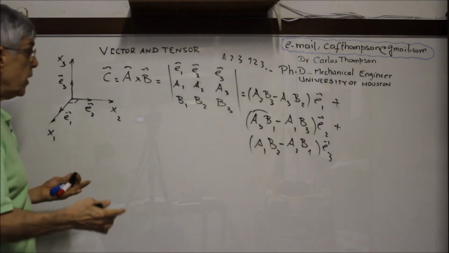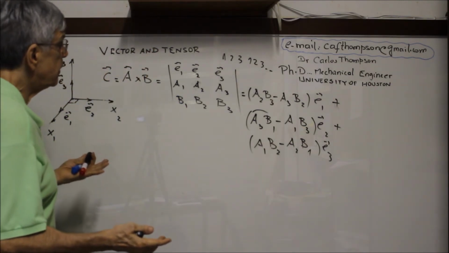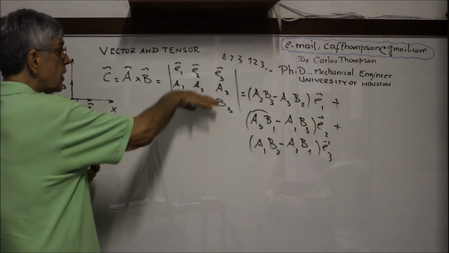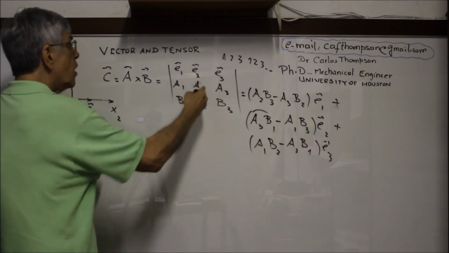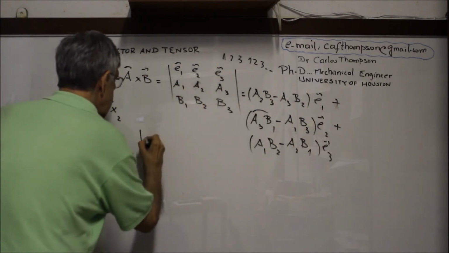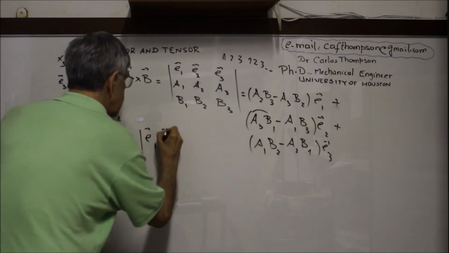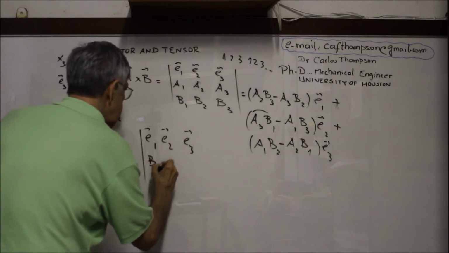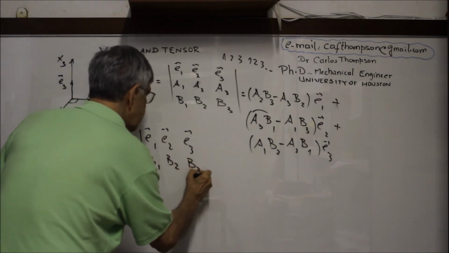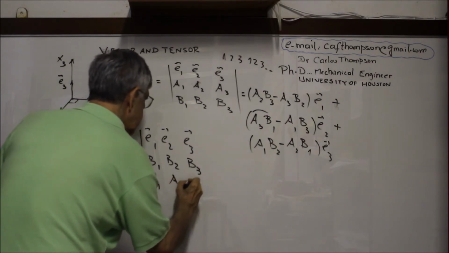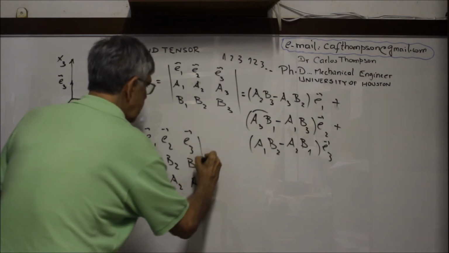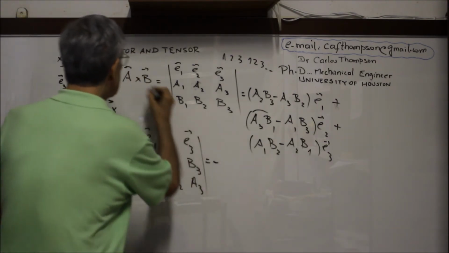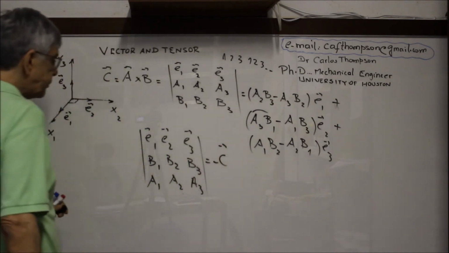Now, you know also from the theory of the determinant, if you exchange one row or one column, for instance, E1, E2, E3, and here B1, B2, B3, A1, A2, A3, you exchange this, you change the sign. So this will be minus C.